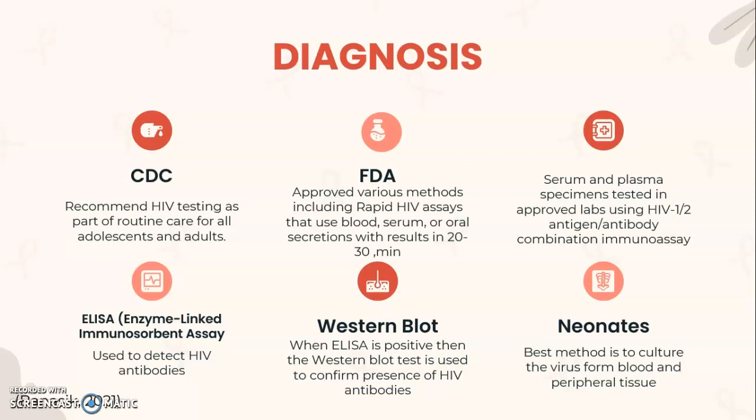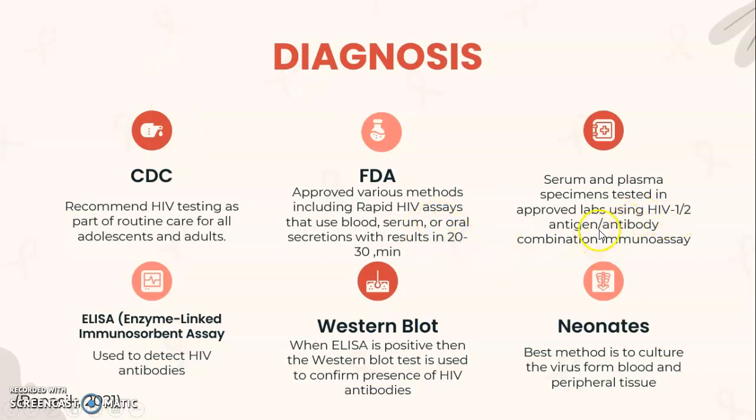And as far as the FDA, there are various approved methods, including the rapid HIV assays that use blood, serum, or oral secretions with results in 20 to 30 minutes. Also with that, it's important to know that the positive results must be confirmed by further lab testing because you can get false negative tests that happen in the initial period of the HIV infection. That's why it's important to get multiple tests and confirmation with this rapid test.